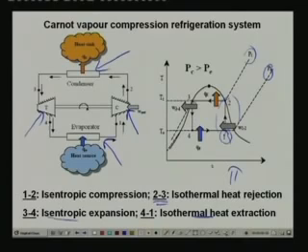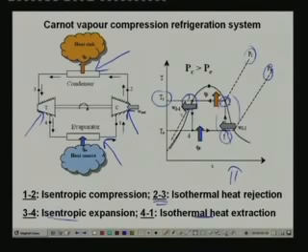Next, the isothermal heat rejection process. During this process the working fluid rejects heat to the constant temperature heat sink at a temperature of Tc, that is the condensing temperature, and during this process the working fluid undergoes a phase change. At the inlet to the condenser you have saturated vapor at point 2, and at the exit of the condenser you have saturated liquid. So that is process 2 to 3, which is isothermal heat rejection process.